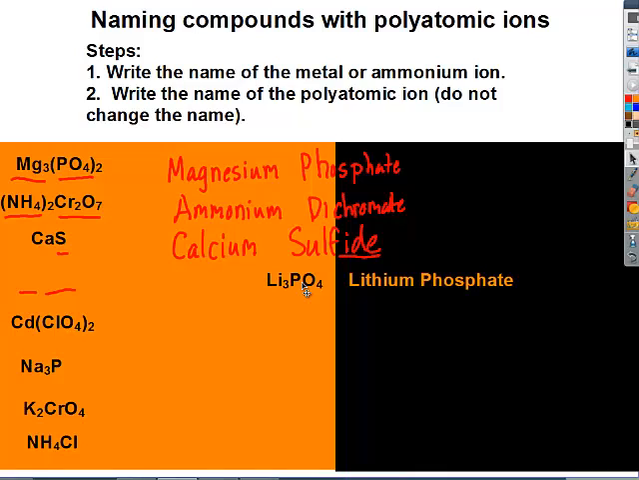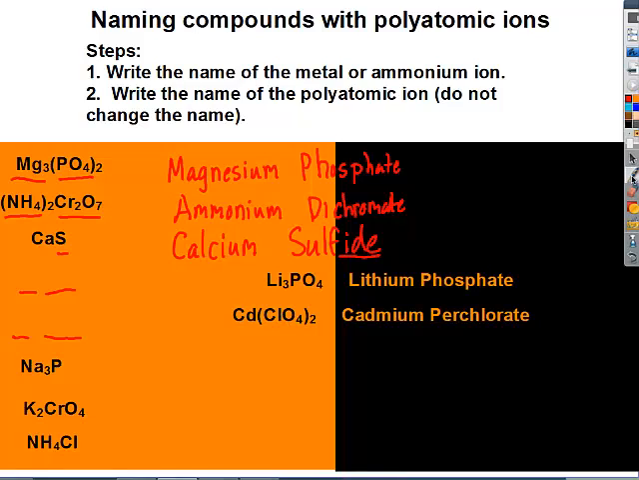Next one, I have Cd and I have ClO4. Cd is cadmium, number 48. Cadmium, and I have ClO4. That's a polyatomic ion. Flip over to the back. ClO4 is perchlorate. Starts with the P, perchlorate. And so if we put them together, cadmium perchlorate.